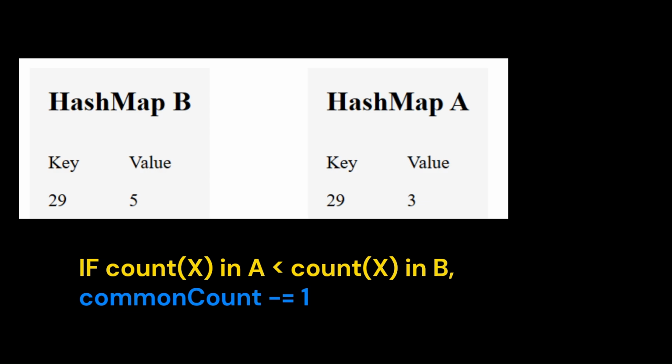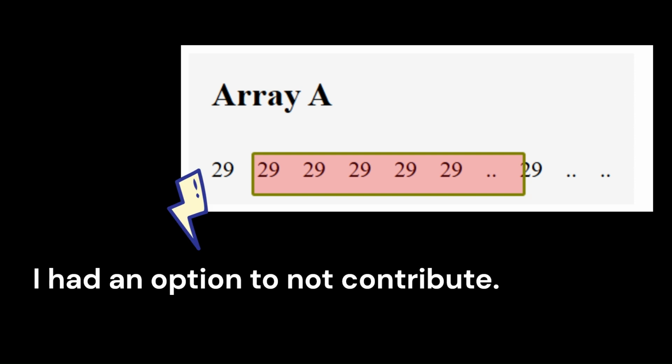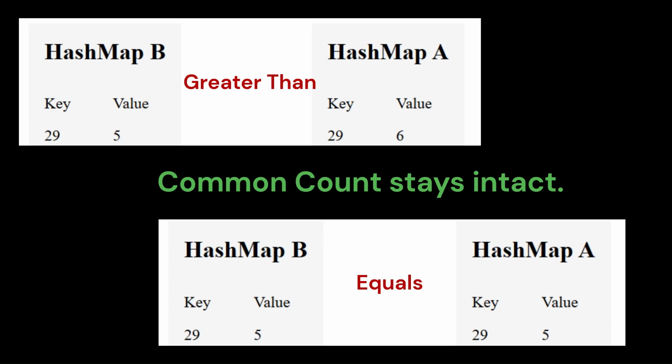What if 29 was originally present 6 times, but after getting rid of the first element, now 29 is present 5 times? So before, 29 was commonly present 5 times, and now also it's commonly present 5 times. No difference, which means that the first element was always free to not contribute. Same goes if the frequency of 29 after getting rid of the first element is still greater than the frequency of 29 in B's hash map. So in the greater than or equals case, the common count would stay intact.